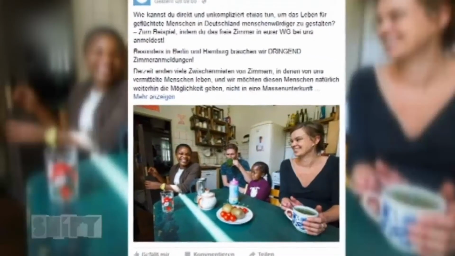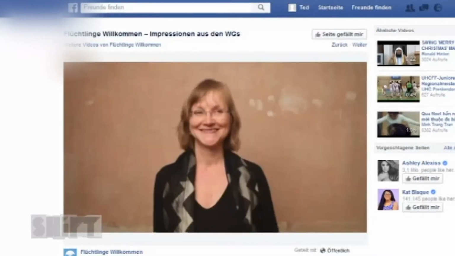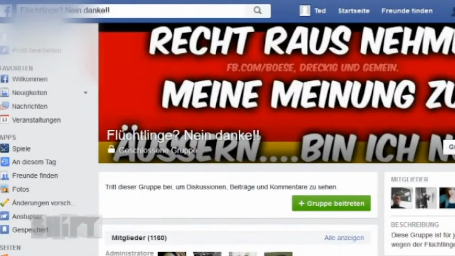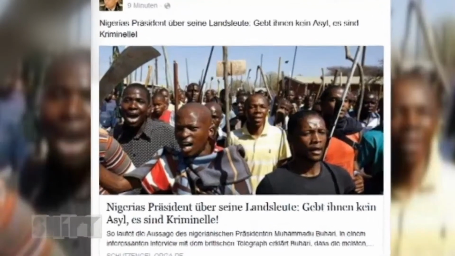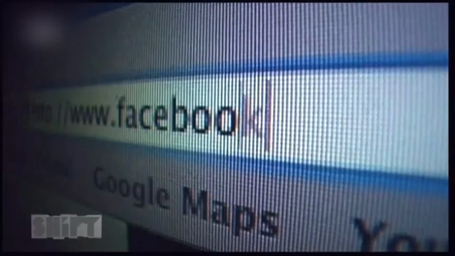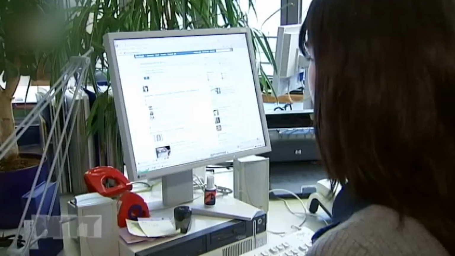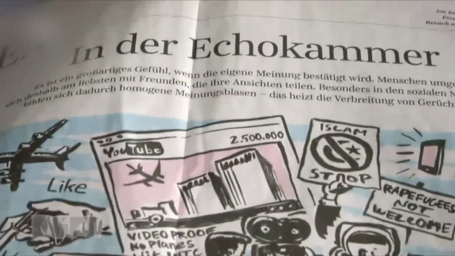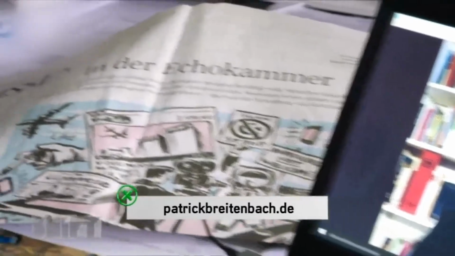Take the refugee situation in Germany. Those who welcome refugees might get to see positive images. But users who like right-wing populist groups could get very different images delivered to them. This can be a real problem, considering that an increasing number of people turn to Facebook for information. In Germany, it's currently about 1 in 20. Media expert Patrick Breitenbach says objective viewpoints fall by the wayside.